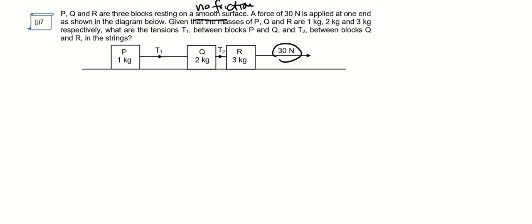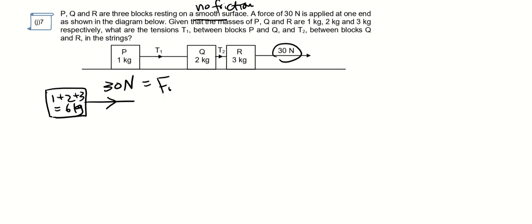Okay, to solve this question, we need to firstly treat P, Q, and R as one body. So their combined mass will be 1 plus 2 plus 3, so it's equal to 6 kg. This is equivalent to the 30 Newton pulling P, Q, and R, right? So now I have this body PQR as a 6 kg mass, pulled by a force of 30 Newton. And since the question says it is on a smooth surface, the 30 Newton will now be the F net for this combined body of 6 kg.